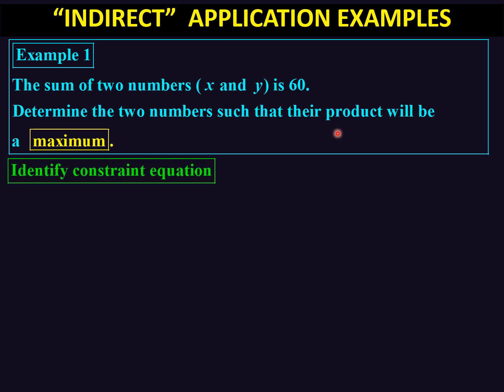So let's start off with identifying the constraint equation. What is given here? The sum. What does sum mean? Adding the sum of what? Of the two numbers. So what equation can I obtain from that? The sum of x and y is 60. Let's write it in algebraic notation. Sum is 60, so x plus y is equal to 60. Therefore, in this case, we want to work with one variable, and you can either make the x or the y the subject. Let's make y the subject. So y is equal to 60 minus x.